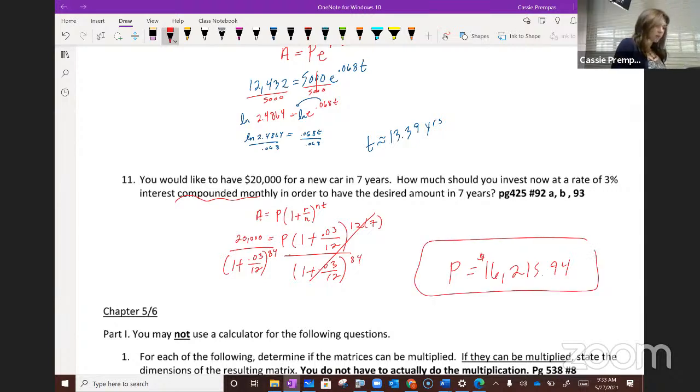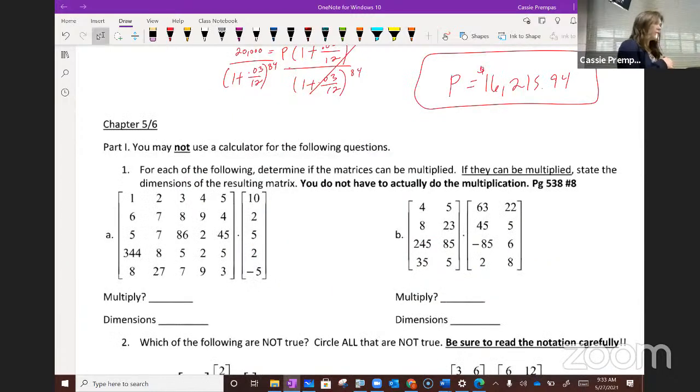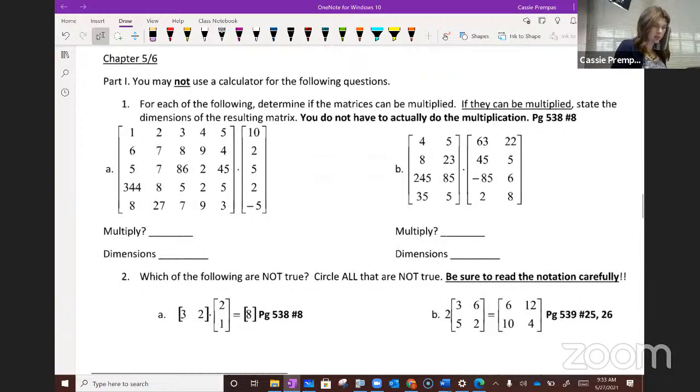And that is chapter 4 review. On to the most recent chapter that you've taken a test over. I know you took a quiz over chapter 8, but chapter 5 and 6 is the last test that you took. So hopefully this will feel easy as we go through it. Number 1, for each of the following, determine if the matrices can be multiplied. If they can, state the dimensions of the resulting matrix. You do not have to actually do the multiplication.